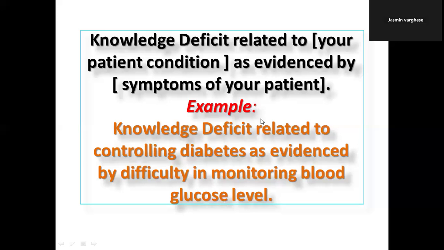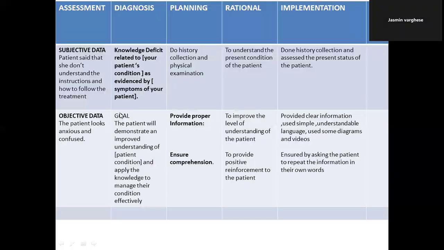Now we are going to see the nursing care plan. In previous videos also, we have discussed the same thing. I'm repeating the same thing again. When writing your nursing care plan, you need these columns: assessment, diagnosis, planning, rationale, implementation, and evaluation.